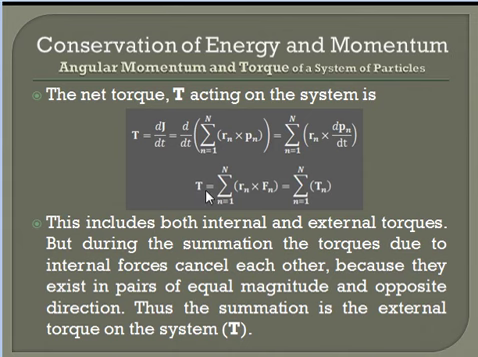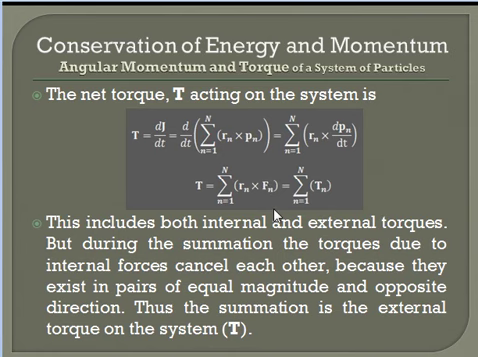Therefore, the total torque acting on the system of particles is equal to summation from 1 to capital N Rn cross Fn, where Rn cross Fn is the torque acting on the nth particle, that can be written as Tn. Thus, we see that the total torque is equal to the vector sum of individual torques acting on different particles. This torque includes both internal and external torques, since the force on the nth particle includes both internal and external forces.